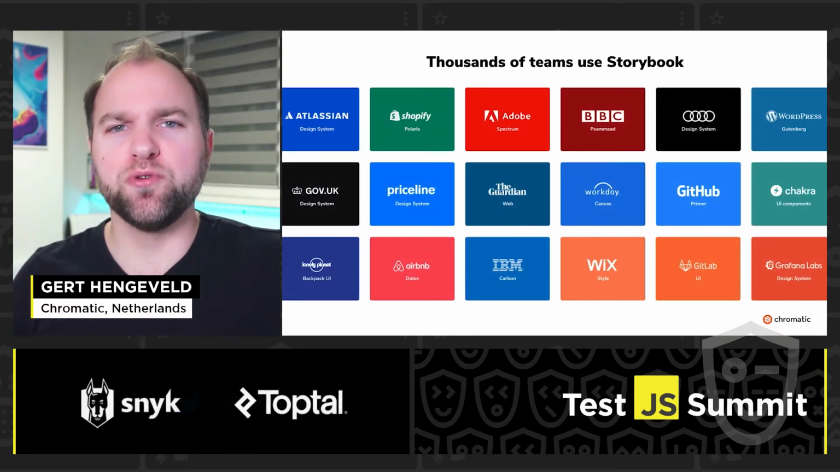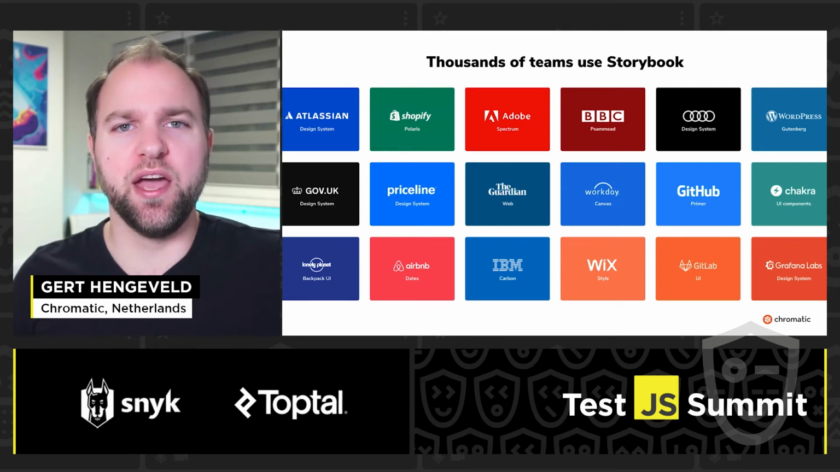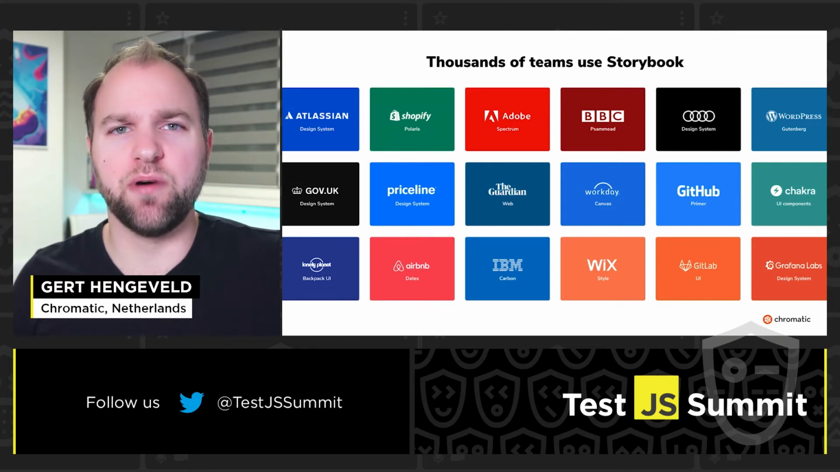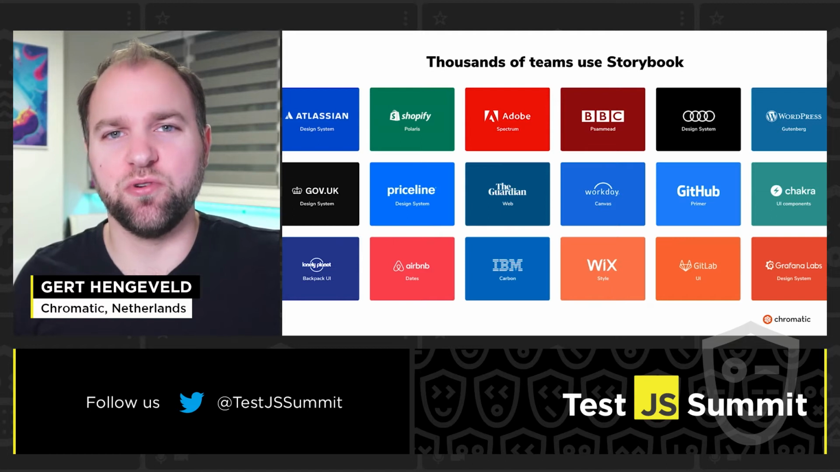Storybook is an open source project powered by a large community of contributors, and it's trusted by thousands of development teams around the world. It's used at companies like Shopify, GitHub, IBM, and the BBC. It's even popping up on people's resumes more and more.